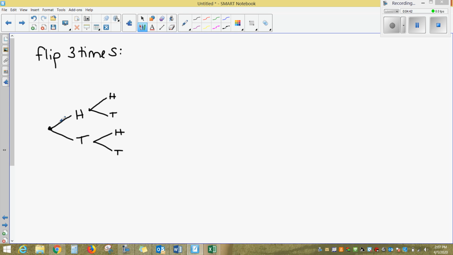Notice from the 2 flips, if we follow these branches from the beginning here at the point to the end, those are the 4 outcomes in the sample space that I had on the page before. I can go head, head. I can go head and then tail. I can go tail and then head, or tail and then tail.